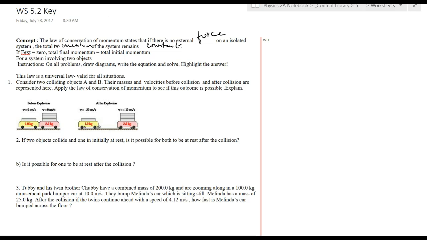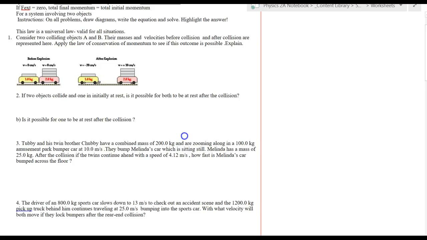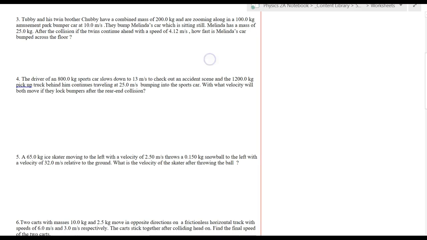So the principle in all of these problems is to set up an equation for total momentum before collision and total momentum after collision and equate the two. So let's look at the first problem. Question number 4. It says the driver of an 800 kg sports car slows down to 30 meters per second to check out an accident scene. And the 1200 kg pickup truck behind him continues traveling at 25 meters per second, bumping into the sports car. With what velocity will both move if they lock bumpers after the rear-end collision?